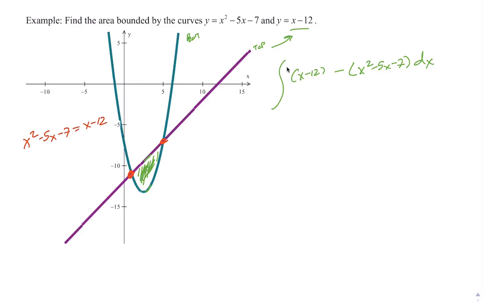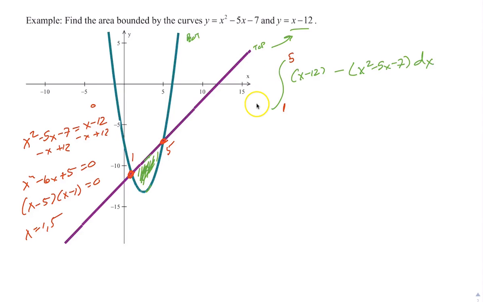Then we set equal to 0. So move these guys over. I get x squared minus 6x plus 5 equals 0. So we factor: x minus 5, x minus 1. And we get x equals 1 and 5. So this is 1 and that is 5. So my limits, going from left to right, are 1 and 5. Anytime you don't have the intersection or the limits, you have to find them yourself by setting the two equations equal to each other. You go from left to right, so 1 and 5.